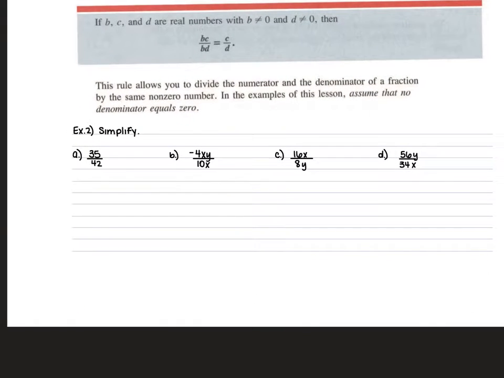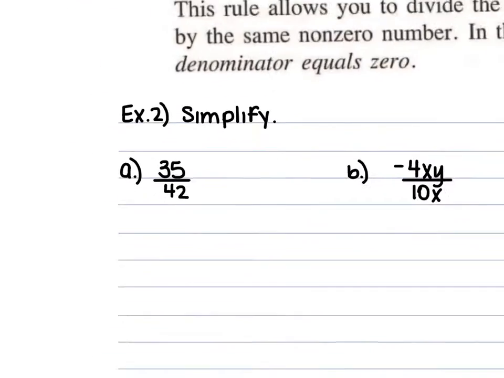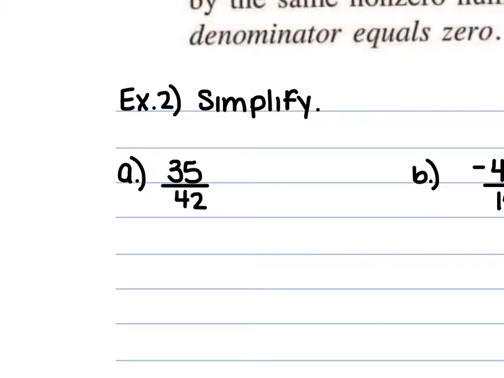For example 2, we're dealing with the same thing, but now we're introducing those variables here. For A, we have 35 over 42. Both of them are divisible by 7, so we can divide each by 7. This is going to give us 5 over 6.